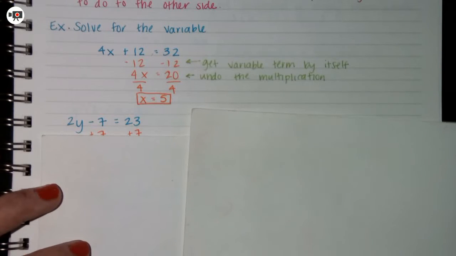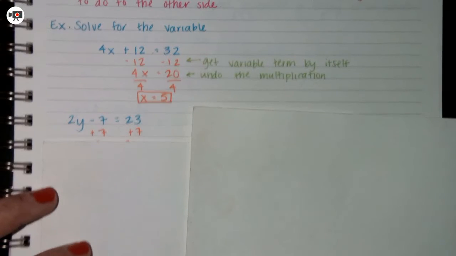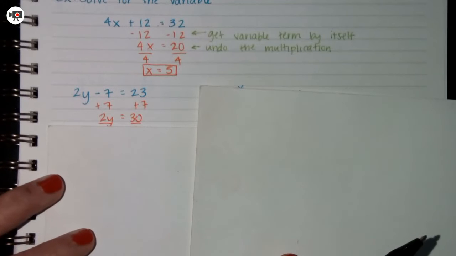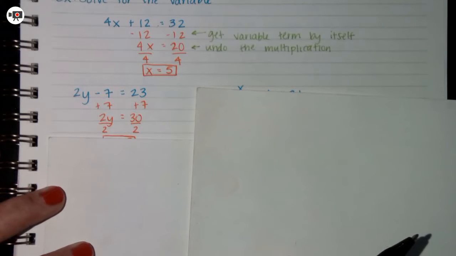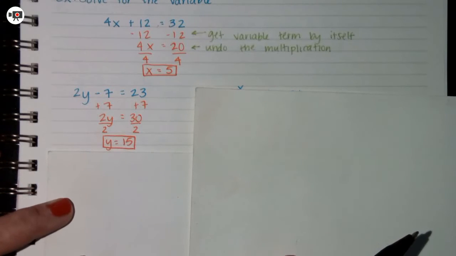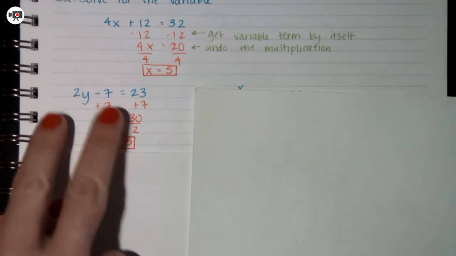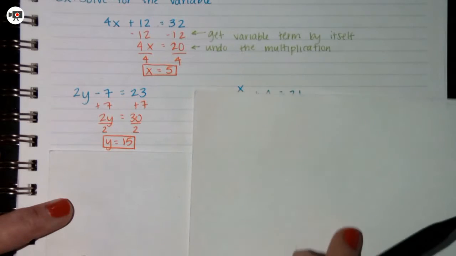For 2y minus 7 equals 23, I'm going to start by adding 7 to each side, and 2y equals 30, divide each side by 2, and y equals 15. We're still working from the outside in.